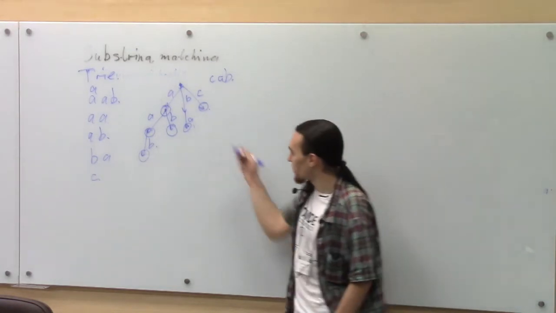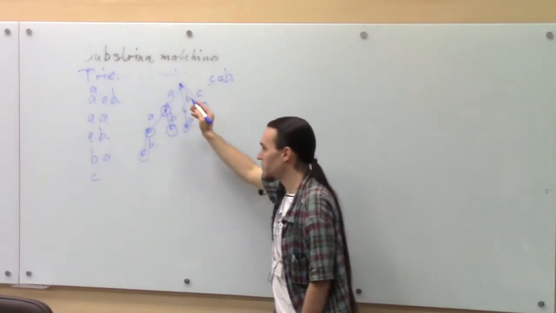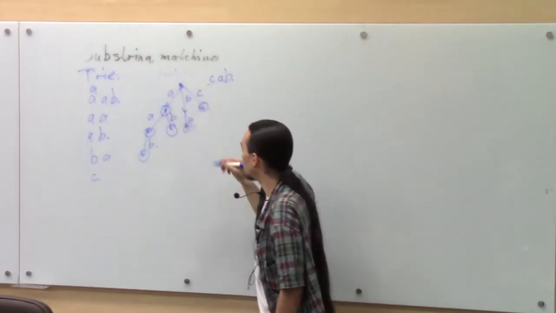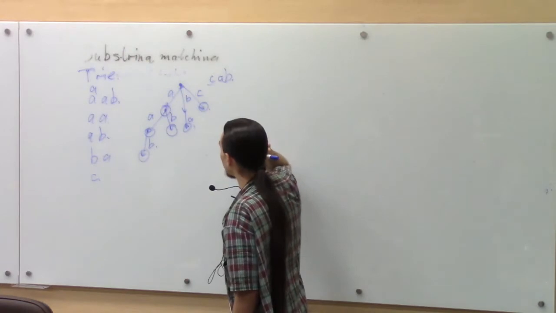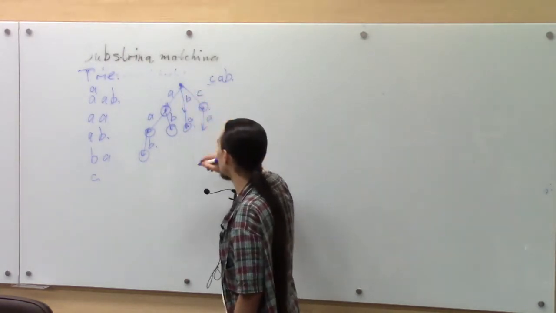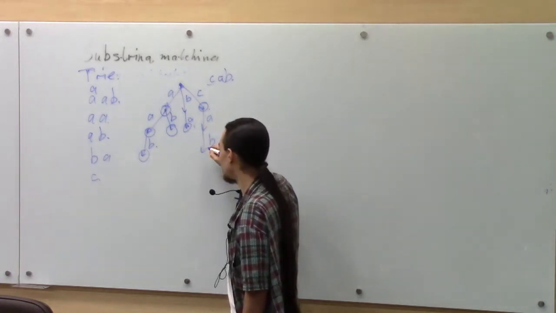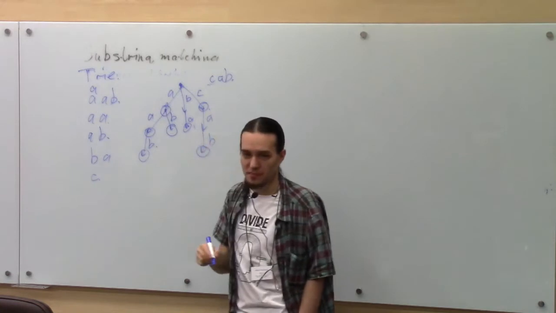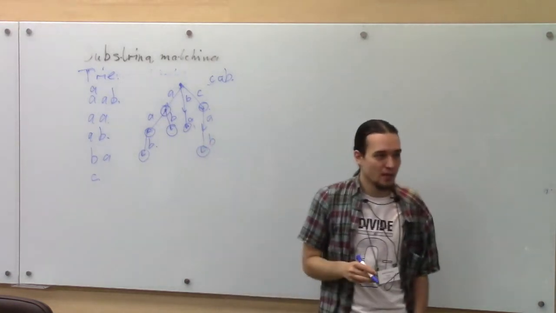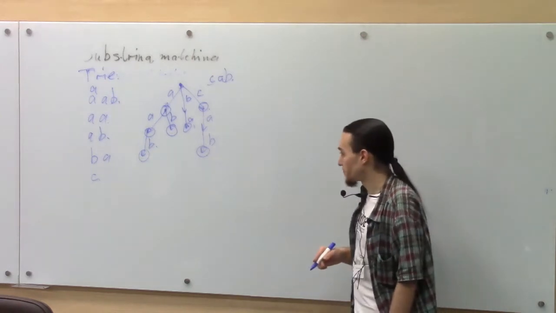Okay? So first we try to go with C, and okay, from the root we can go with C, right? So we go with C. Now we're here, and we want to go with A, but there's no A. So we introduce A. We also introduce B here. And for the very last vertex that we create, we mark it as terminal, basically. Okay, so this is how we create a trie.